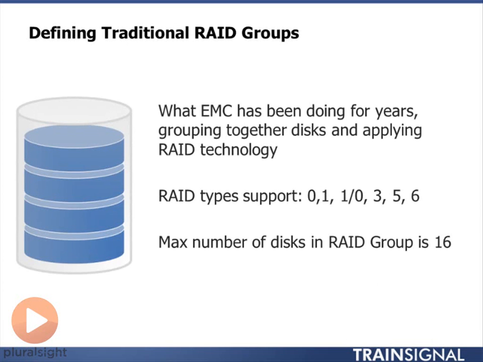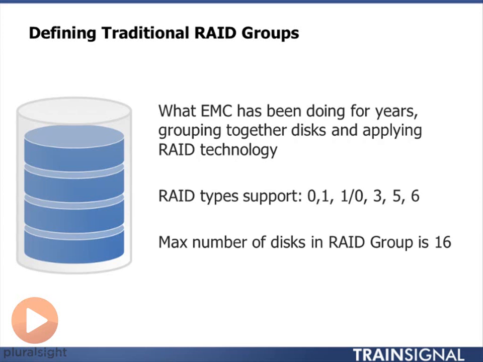So, defining traditional RAID groups. This is what EMC's been doing for years on their block arrays, right? It's just you're pulling together or grouping together disks, up to 16 disk increments, and you're applying array technology. Now, usually there are preferred discounts within certain RAID types. They have what's called 4+1s and 8+1s. These are common RAID groups for RAID 5. There are certain discounts that you would want if you're doing one particular RAID group over another.